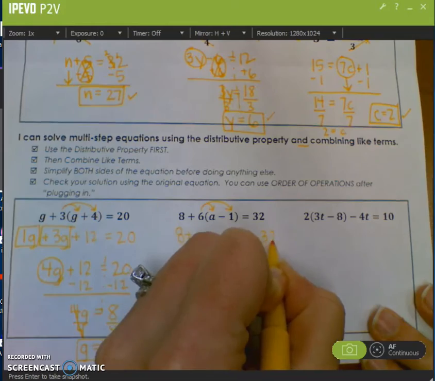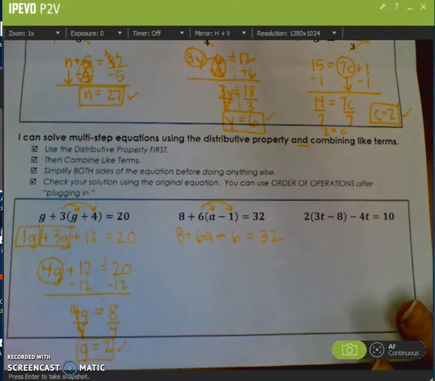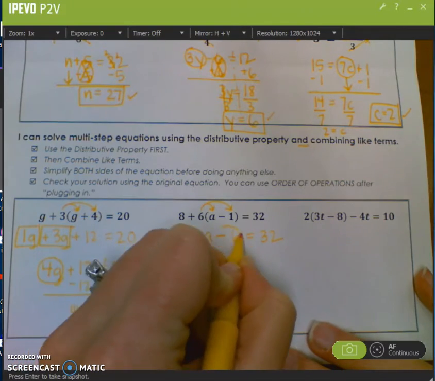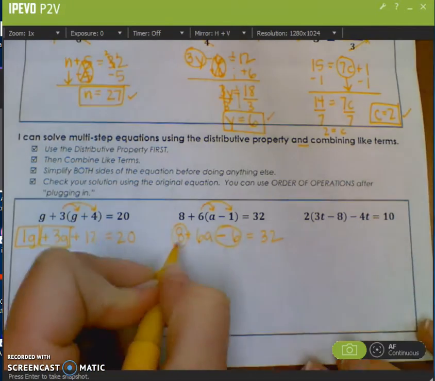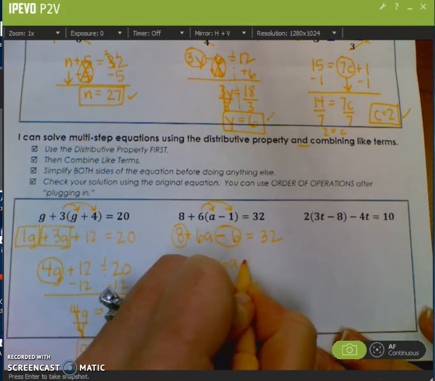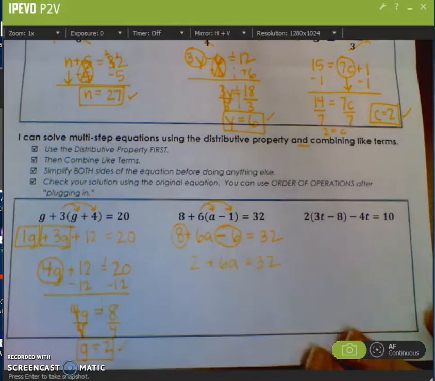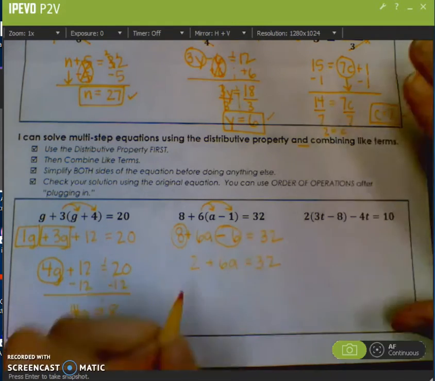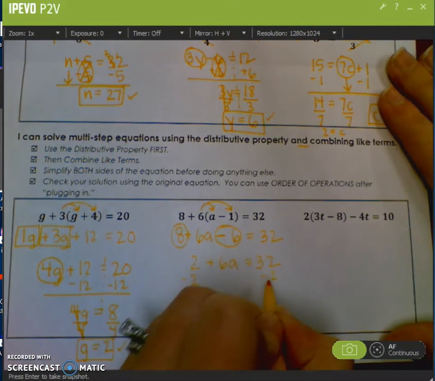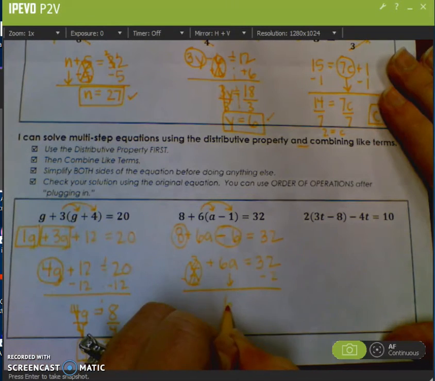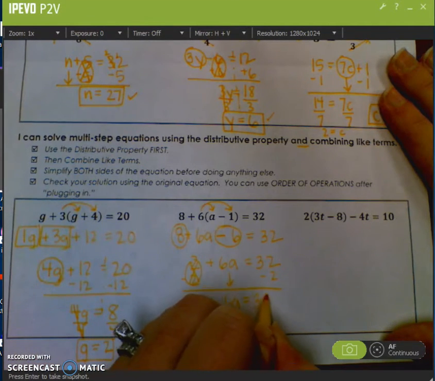That's equal to 32. Now, to combine like terms, my like terms this time are constants. 8 minus 6. So 8 minus 6 is 2 plus 6a equals 32. If I'm going to isolate the term with a variable, I'm going to isolate 6a. I've got to do the inverse of add 2. And the inverse of adding 2 is subtracting 2 from both sides. So 2 minus 2 is 0. Pull down my 6a. 6a equals 30.